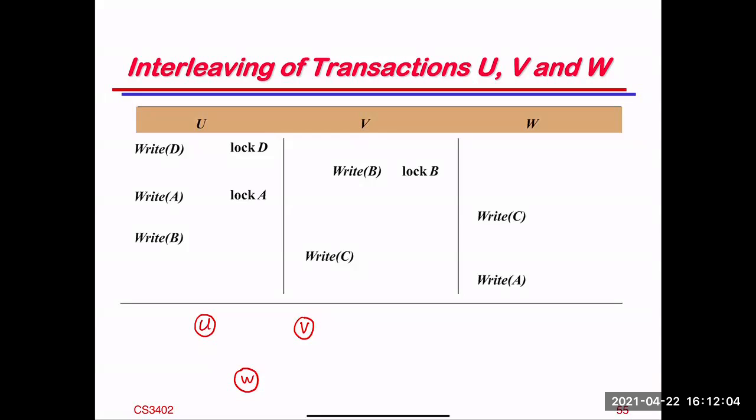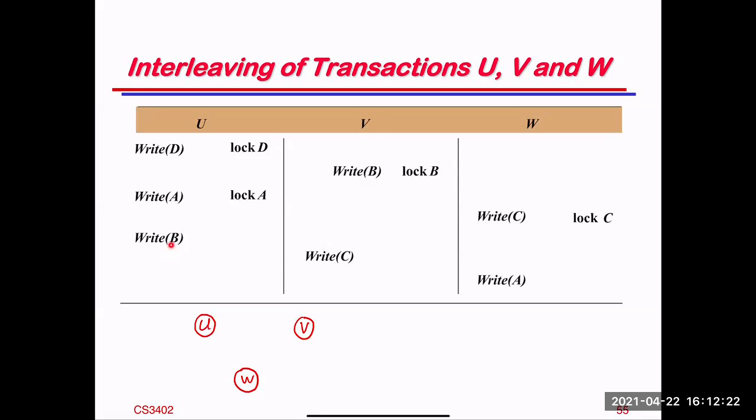And then I'll jump back to transaction U. I'm acquiring a lock for item A. And then I'm acquiring a lock for item C in transaction W. And now I'm trying to acquire a lock for item B in transaction U.